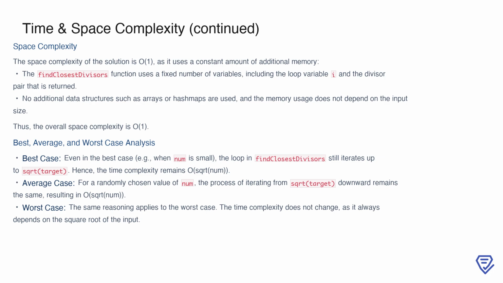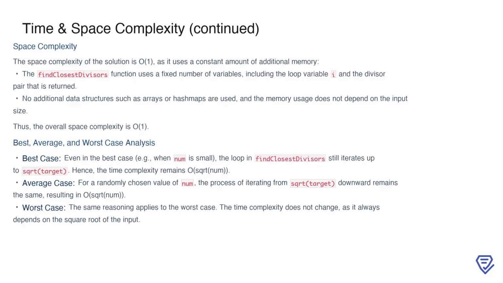The find closest divisors function uses a fixed number of variables, such as the loop variable i and the pair of divisors that is returned. No additional data structures like arrays or hash maps are needed, so the memory usage remains unaffected by the size of the input. Now, let's consider the best, average, and worst case scenarios for this algorithm.